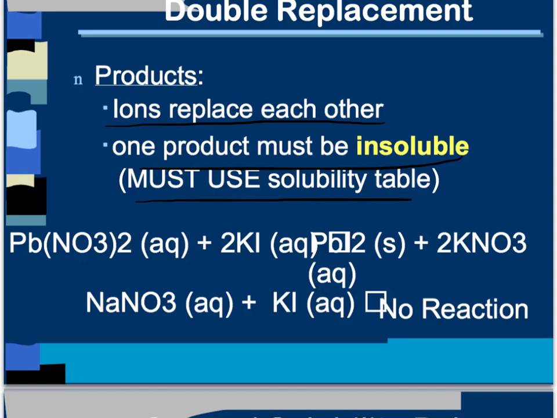So again, we notice that we have our lead nitrate, we have our potassium iodide here. When they switch places, we would have lead iodide hanging out by itself and potassium nitrate. So notice that it's got the solid here, so we have the precipitate. On the other hand, if we had sodium nitrate and potassium iodide, there's really no reaction because they're both soluble, so we don't have the double displacement reaction occurring here.